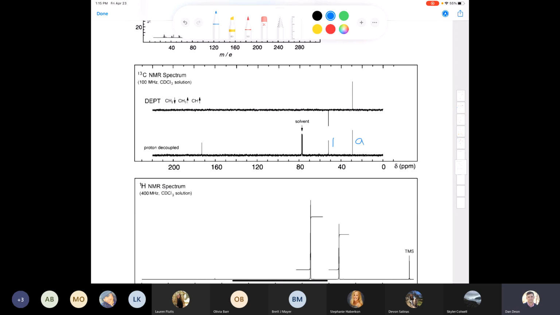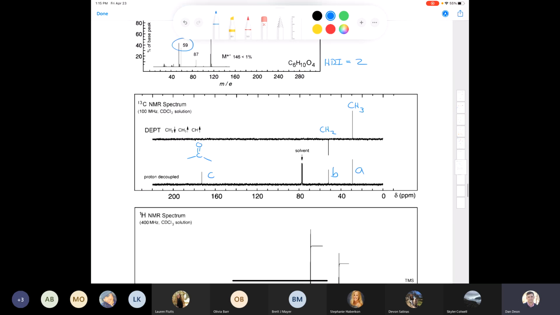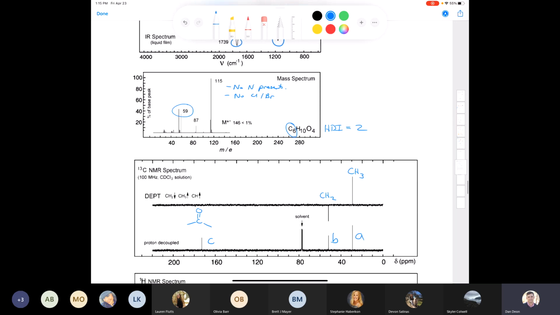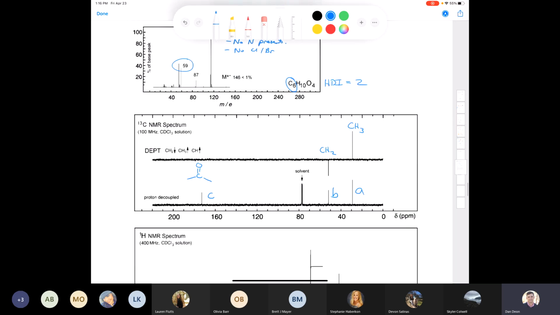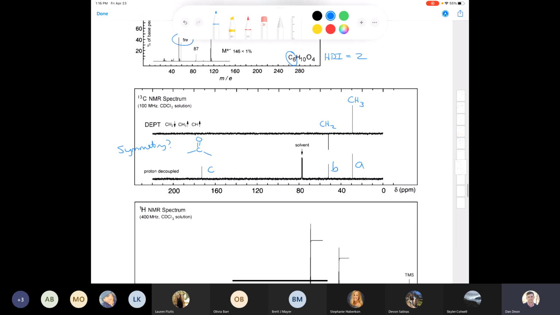We've got A, B, and C. A is a methyl group, it must be because it's so far upfield. We've got a methylene here, and we've got a quaternary carbon here, a carbon that has no hydrogens attached to it. So this must be our carbonyl. It's above 150, so that makes sense. So we've got a methyl, a methylene, and a carbonyl. That's 3 carbons accounted for, but when you look at your molecular formula, there's C6. So this suggests there might be some symmetry in this molecule, if I only see 3 carbon signals and I've got a total of 6 carbons.